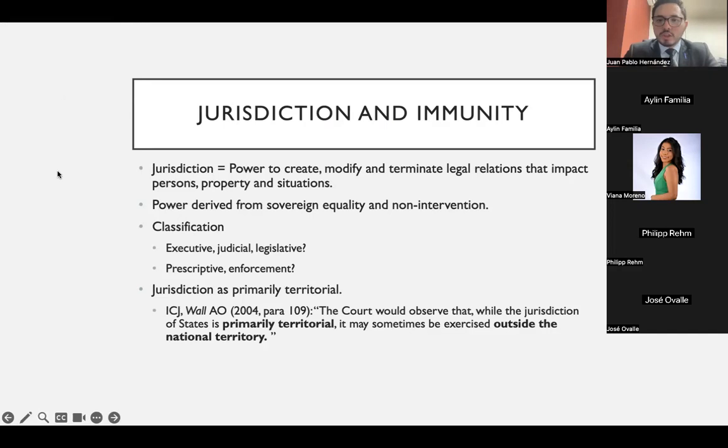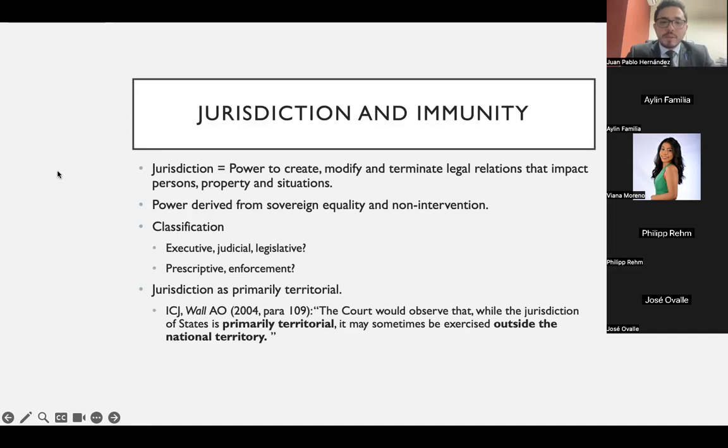And so jurisdiction, and here I refer specifically to jurisdiction as pertains to the power of states, and not jurisdiction as relates to the competence of international tribunals to adjudicate and solve disputes at the international level. Jurisdiction, in the sense of the power of states, relates to the power to create, modify, and terminate legal relations that impact persons, property, and situations. In other words, it refers to a legal power of states to establish obligations and rights for people and to terminate them. And so this concept of jurisdiction is one of the inherent powers of states.